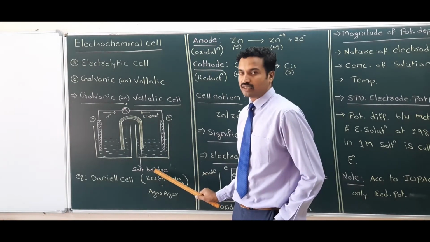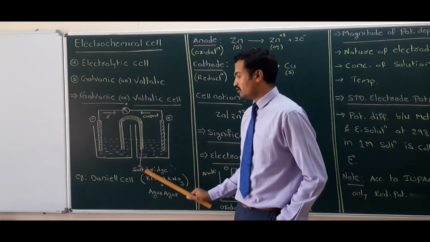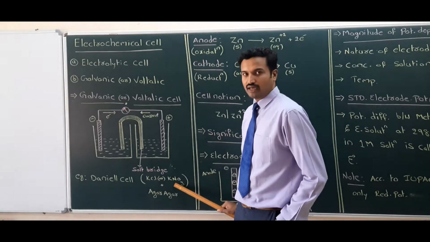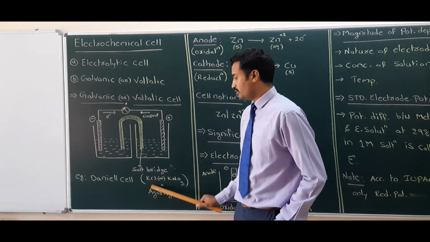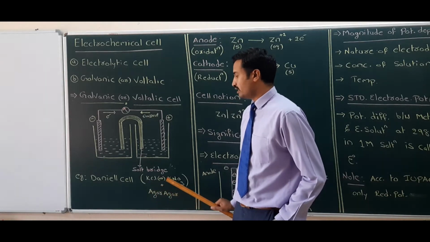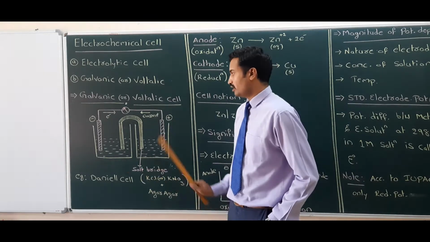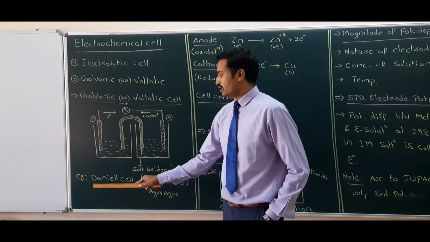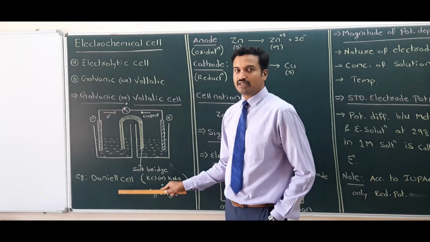The purpose of the salt bridge I will explain later. The salt bridge contains KCl, potassium chloride, or KNO3, and agar-agar medium. This is a semi-solid medium; agar-agar is mixed with KCl and KNO3. This is about the salt bridge. Now this is about the galvanic cell. In our syllabus, we are going to discuss the Daniell cell.